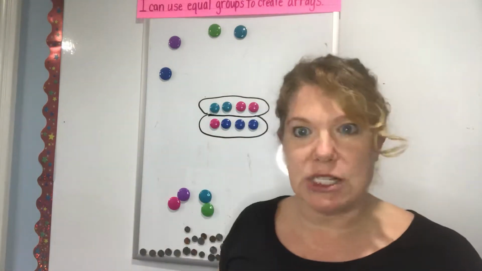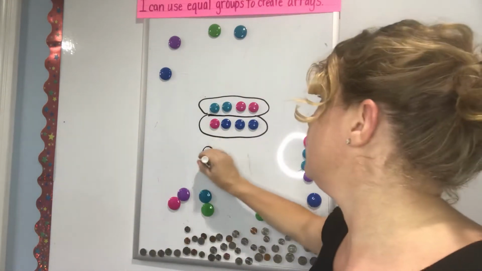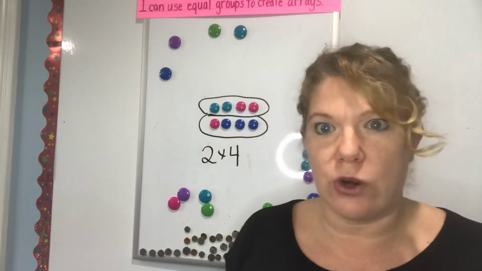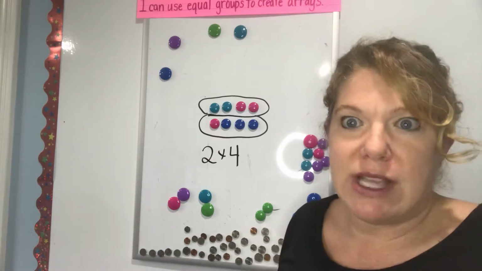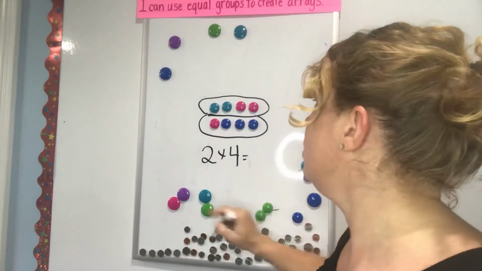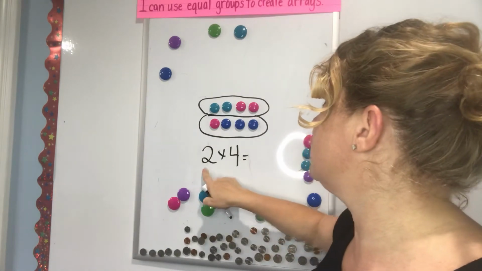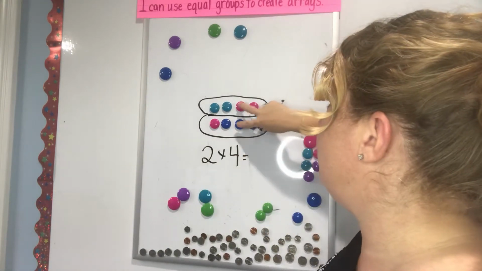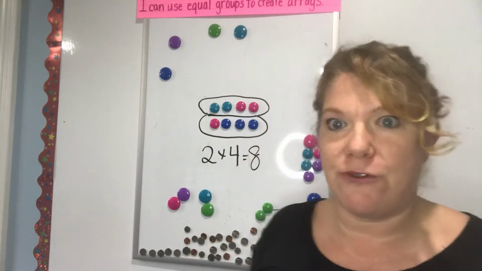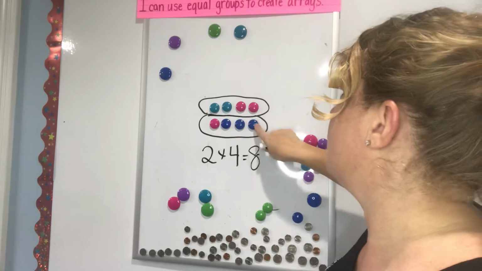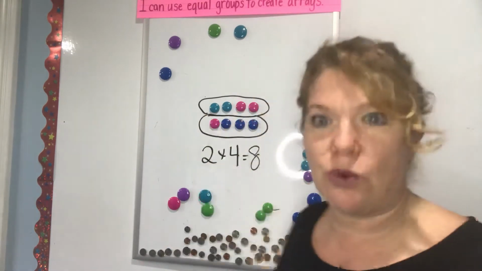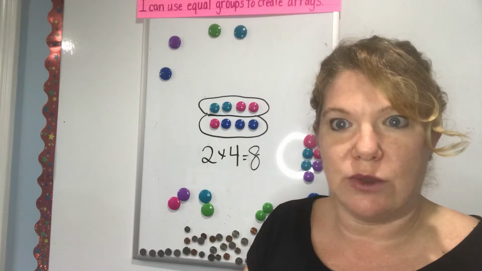So this multiplication problem would be 2, because there are 2 rows, times 4, because there are 4 in each row. And there's a couple of ways that we can count this to get the answer in case you don't have a picture in front of you. One way is to count by 2's. So if we counted by 2's, we'd say 2, 4, 6, 8. And the other way is to count by 4's. So 4, 8. So 2 times 4 equals 8. This array shows 2 times 4 equals 8.